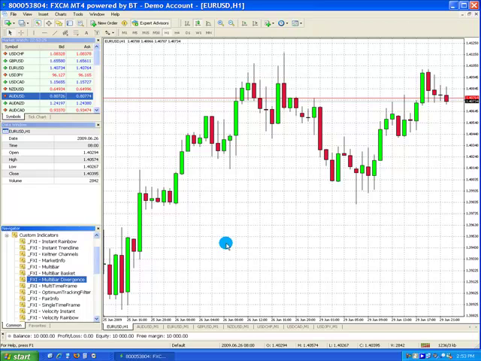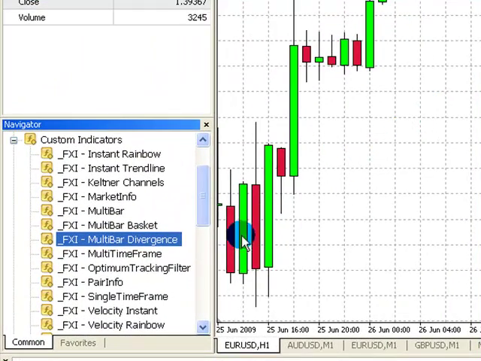The multi-bar divergence indicator will plot the momentum or velocity of the currency in question, in this case the euro dollar, and we compare it to the momentum of the internal strength of the euro versus the dollar. This way you can see if the internal strength of the euro dollar is matched by the actual price movement of the euro dollar. So let's go ahead and take a look at what that looks like.